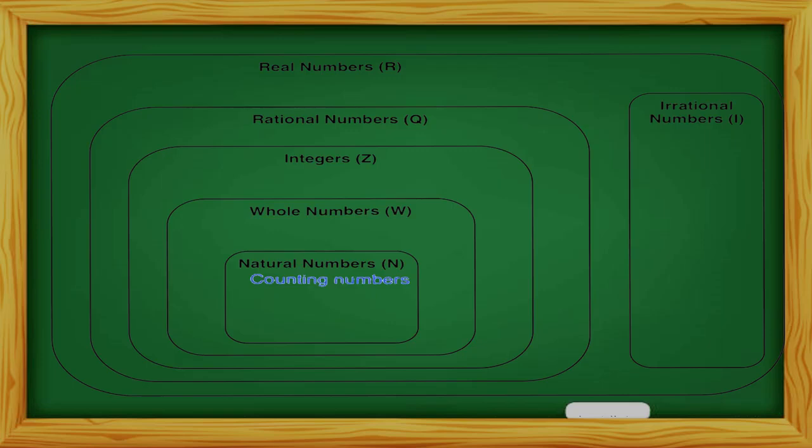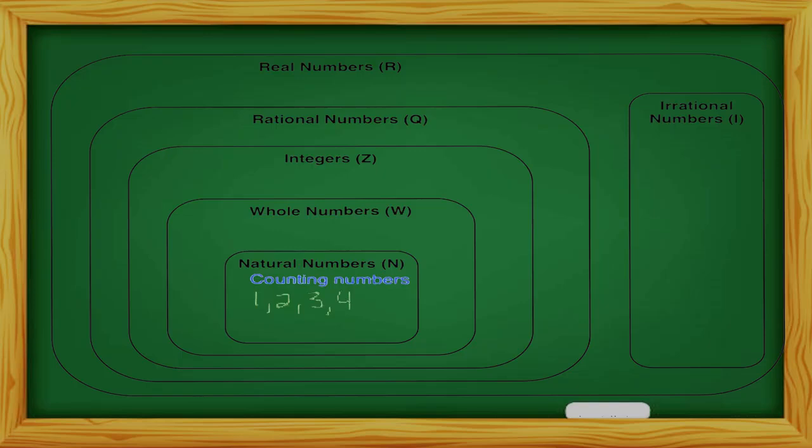We'll start from the inside out. We'll talk about natural numbers first. Natural numbers are your counting numbers. Those are 1, 2, 3, 4, etc. And that keeps going. Those are the first numbers you learn as a child.